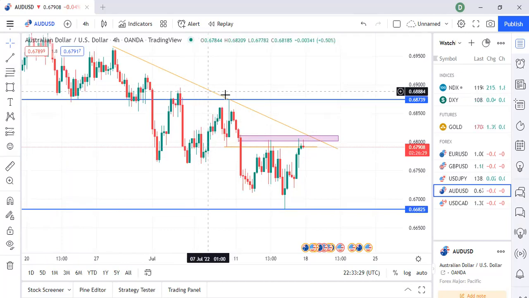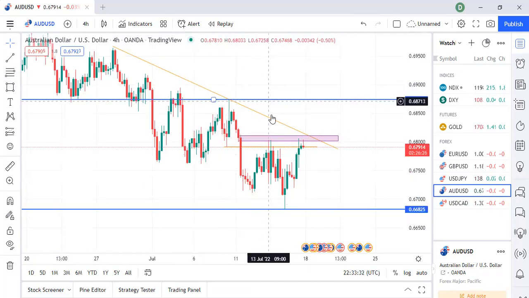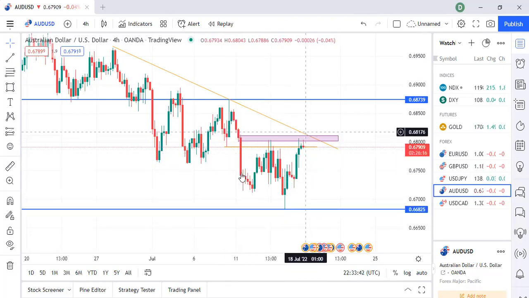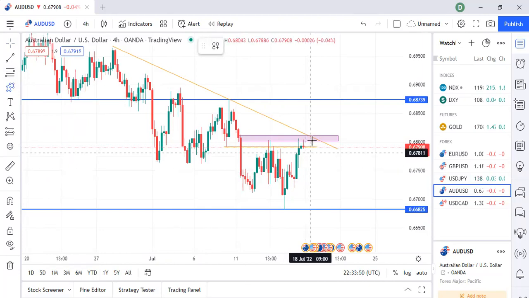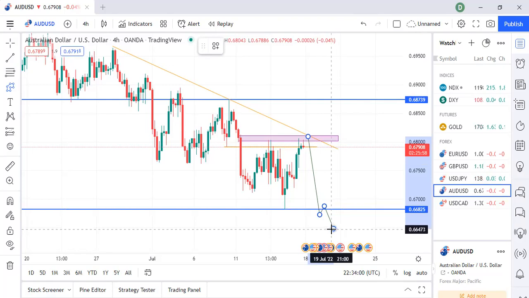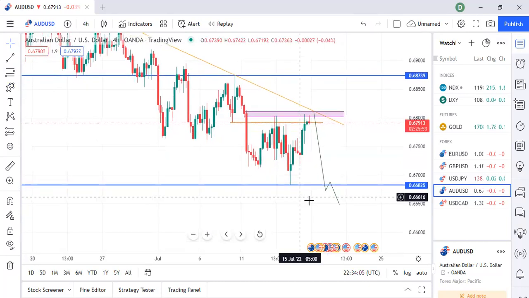I'm expecting Aussie Cad, which is currently ranging in between these two levels, to break this liquidity and take this liquidity out. Last week, I was talking about this level, which you can see was wiped out before going up. So let's be looking at this area. The area I'm looking at is already there. So I will be expecting my first take profit there, and then I'll be expecting the market to move down.